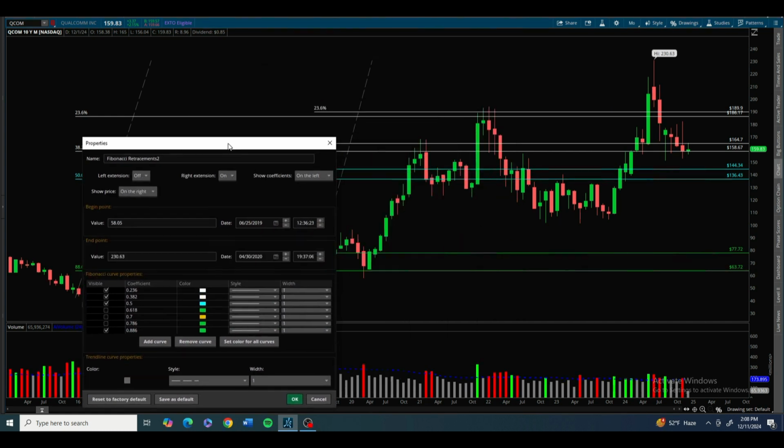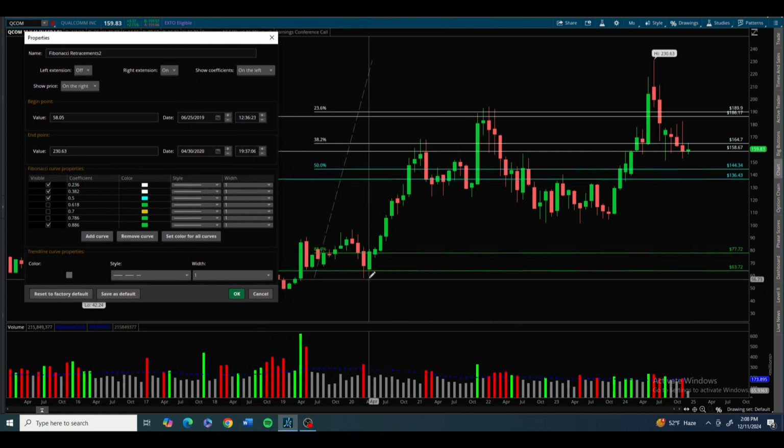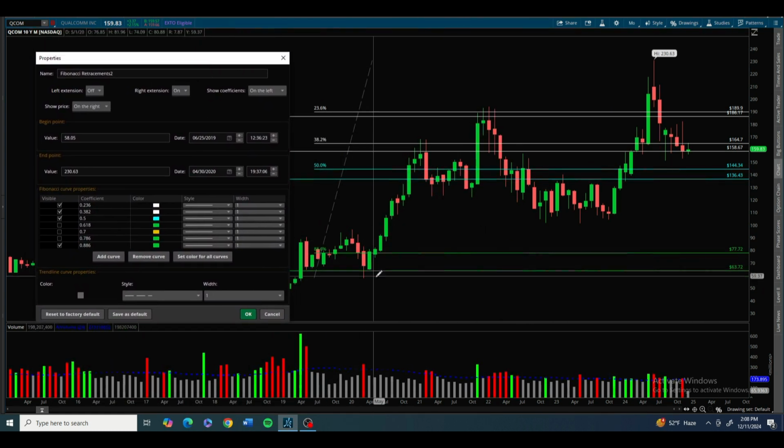So we're going to get those prices accurate. The low on this candle is going to be $58 exact. And then the high on this candle is still the same one, 230.63. And we want to make sure everything's showing. I don't know why that just happened.